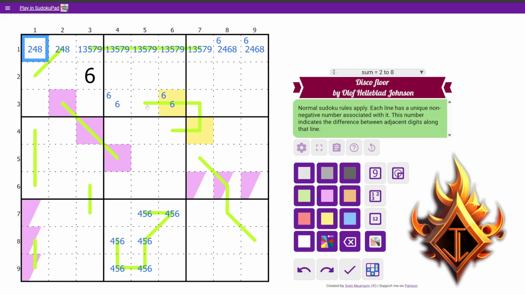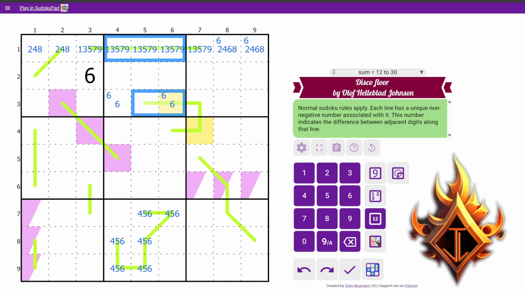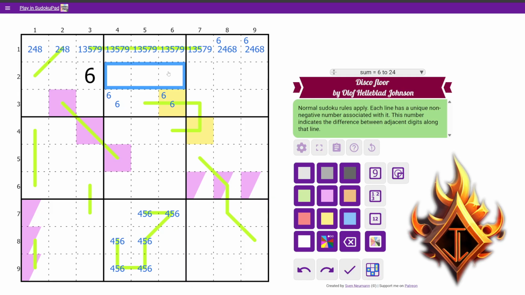If this has a difference of 4, then these two will be all the odds. And this will be 2, 4, 8. Is that going to do anything? I think it would probably still be okay though.